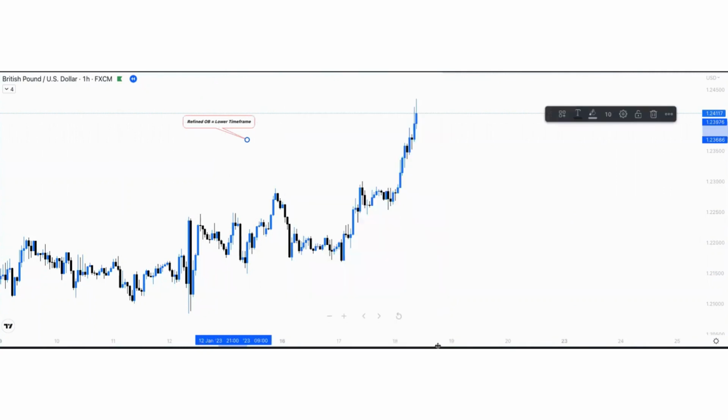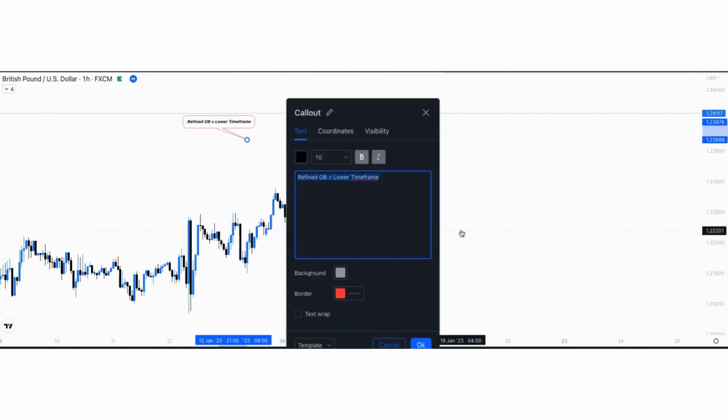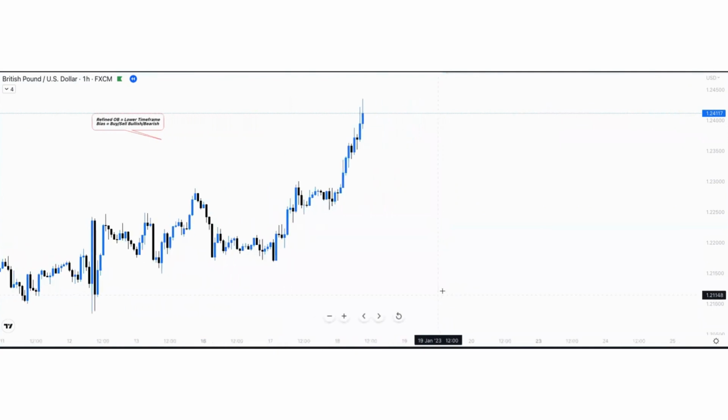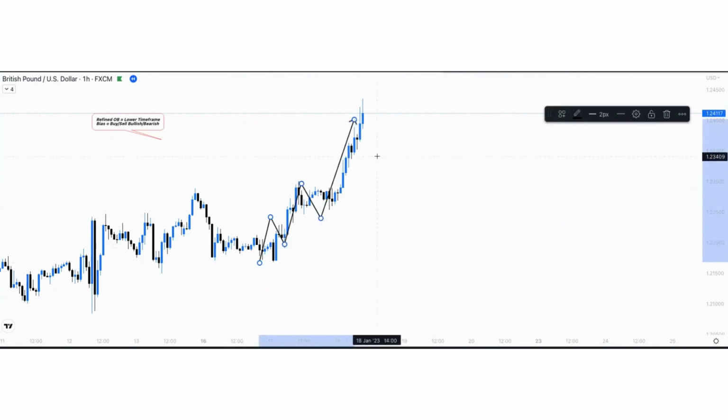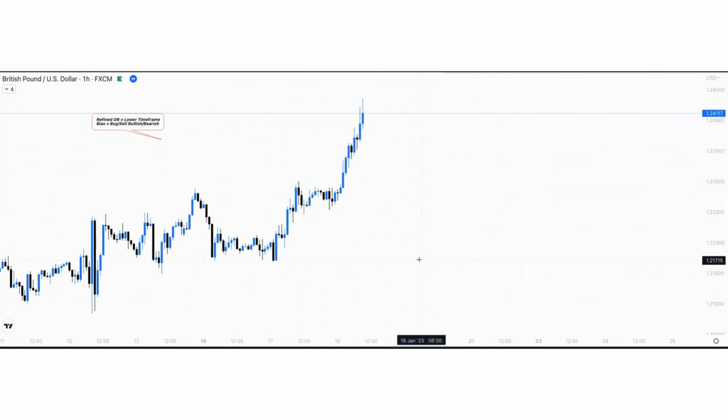The number one rule for me to identify an order block is to know your bias. Is it a buy or a sell? Is it bullish or bearish? In this example, this is a bullish structure, right? So how can we refine our entries and have sniper trades?